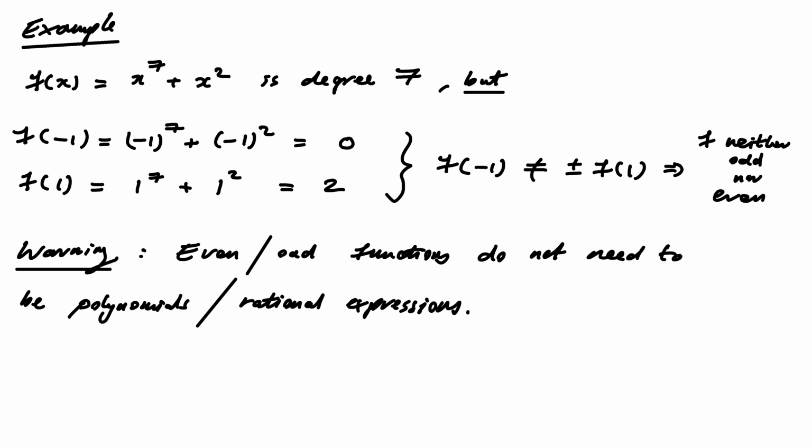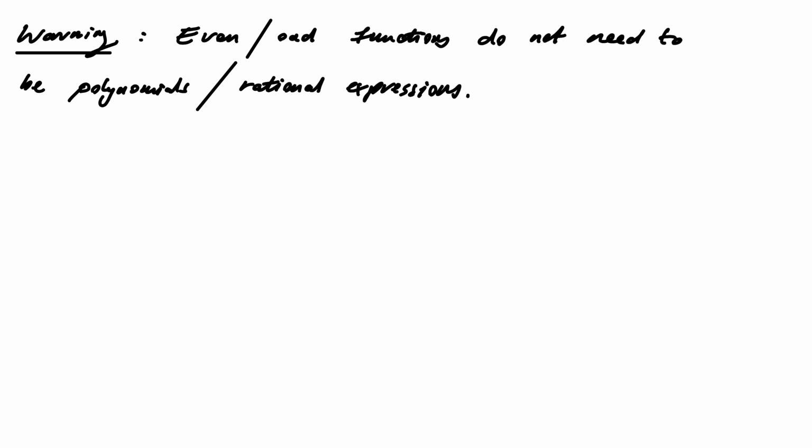They don't need to look like that. So a real simple example. We're going to see lots of examples of this, or some very important ones which are a very long way from being polynomials or rational expressions. Here's an example just to illustrate. If I took f of x is equal to the absolute value of x.